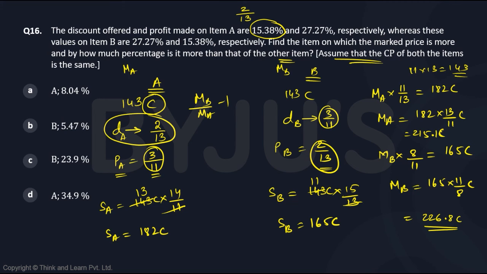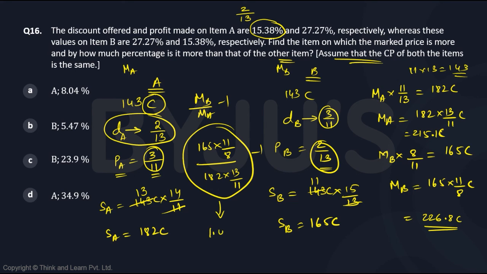So find the ratio of these two. You can just take 165 into 11 by 8 divided by 182 into 13 by 11. So this is the ratio that you want, and of course minus 1. So this is going to be 165 into 11 by 8 divided by 182 and 13, and then divided by 13, and then into 11. If you use the calculator, you get this as 1.054 minus 1. So this is net 5.4% more. So that's your answer.